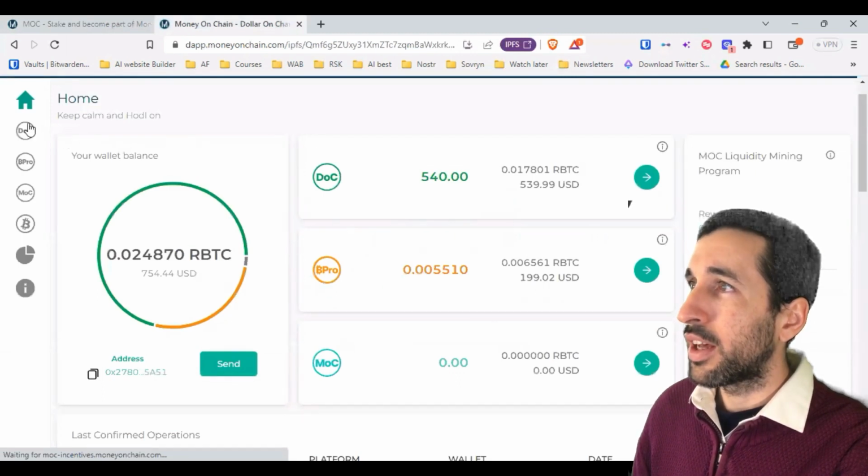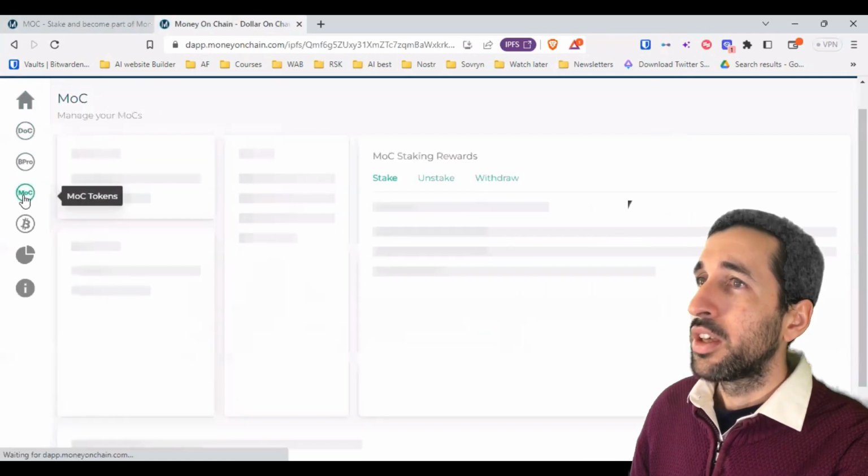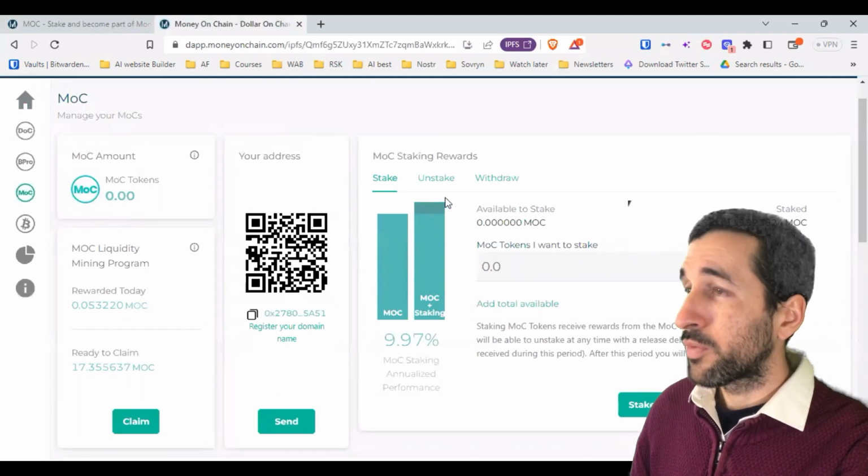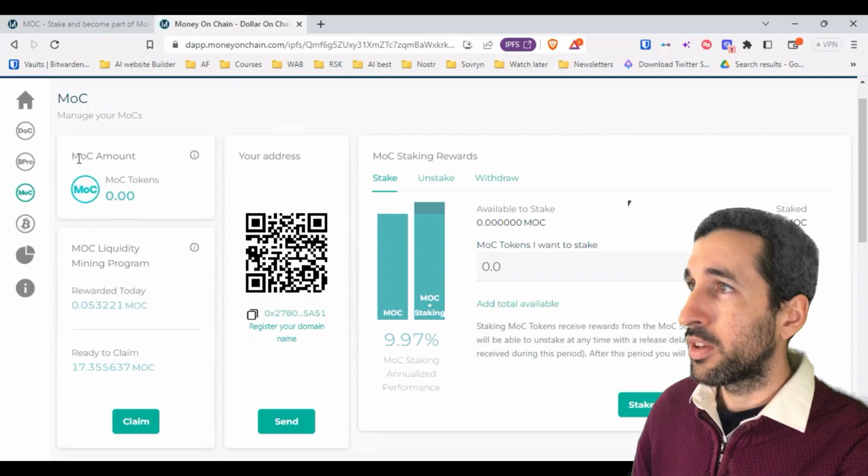If you go to the side where we have all the different tokens, we're gonna click on MoC, and I'm gonna explain to you a little bit of what this window shows that is very important. Well, first here you'll see the MoC that you hold in your wallet right now.